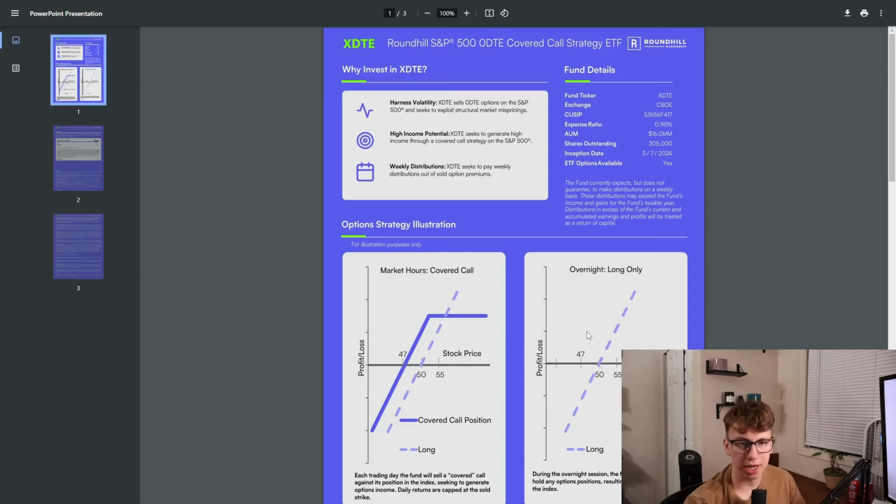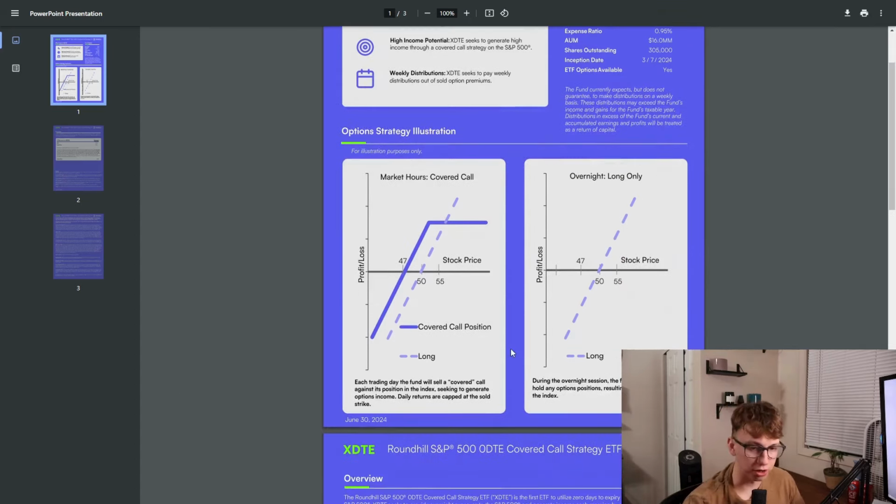So what we're going to look at now is the option strategy and how this works. Now, I'm not myself an options trader. I do trade options, but I'm primarily a dividend investor, but I like to dabble in a bunch of different things. So I'm going to try to explain this so that people can understand.